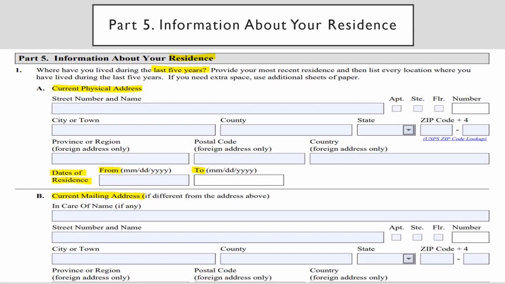Part 5. Information about your residence. Please repeat after me. Residence.